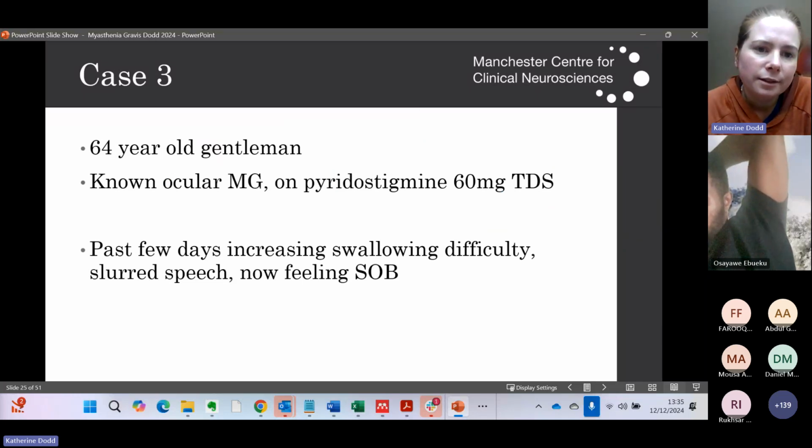So case 3 is a 64-year-old gentleman. He's known already to have ocular myasthenia and he's on pyridostigmine 60 milligrams TDS, and he's been all right. He's had it for about a year or two. He was doing quite well. But over the last few days, he started to notice problems with his swallowing. His speech has become slurred, and he's now starting to feel a bit breathless.